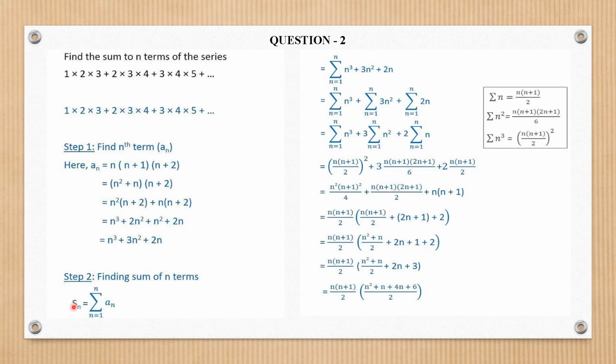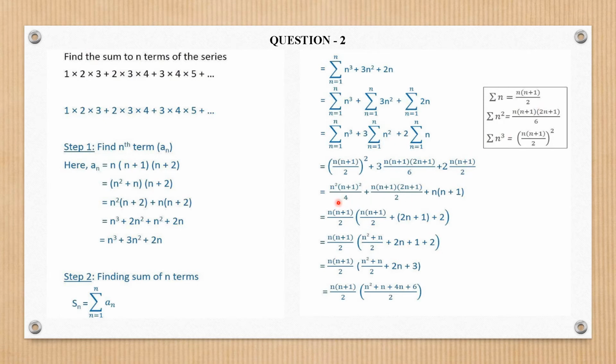Okay. Now summation is Sn, summation n varies from 1 to n of an. That is, this is your an. So separate this. It will become summation n cube plus 3 times, the constant will be outside, summation n square plus 2 times summation n. Now you know what n cube is. N cube is the sum of cubes of first n natural numbers, that is n into n plus 1 by 2 whole square. N square is this. Your summation n is this.